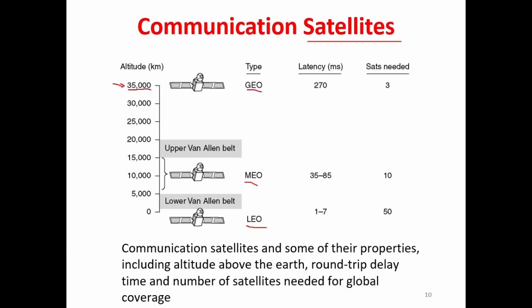If the satellite is located at this distance from the Earth, in this range, it is called GEO, which stands for geostationary orbit. You can see for this type of satellite communication, the latency is 270, which is a little bit high. The reason is that the distance from the Earth is too much, so the latency is high. But the good news here is that we only need three of them for global coverage.